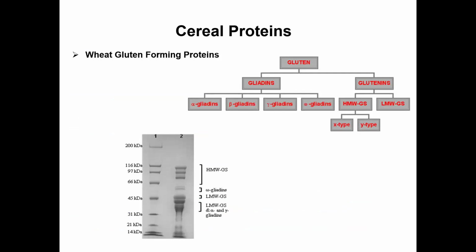So when you run a gel, you have to run it under reducing conditions. Otherwise, you don't see the high molecular weight glutenin. They will just sit at the top of the gel because they form these large polymers. So these are your high molecular weight glutenins. This is your omega gliadin, and you have here a little bit of low molecular weight glutenins. And then that's where you have your gliadins and a little bit of low molecular weight glutenin.